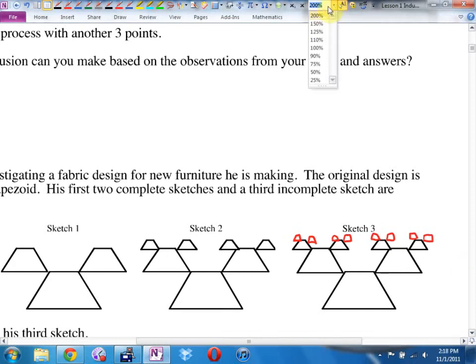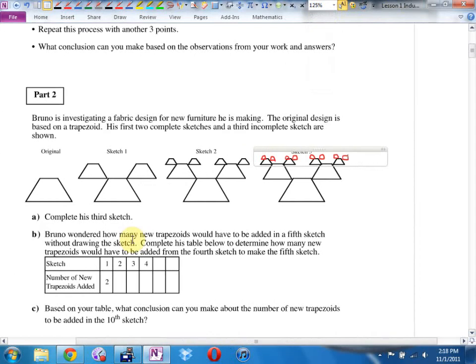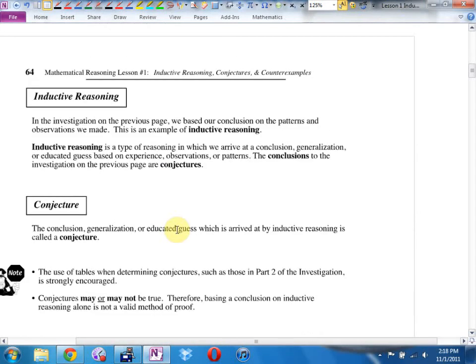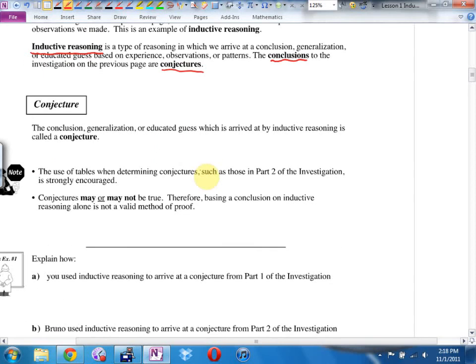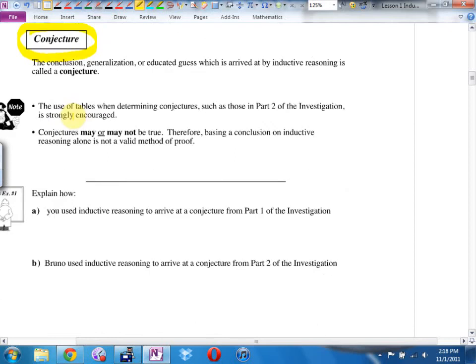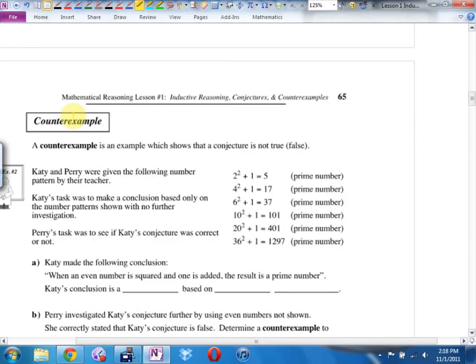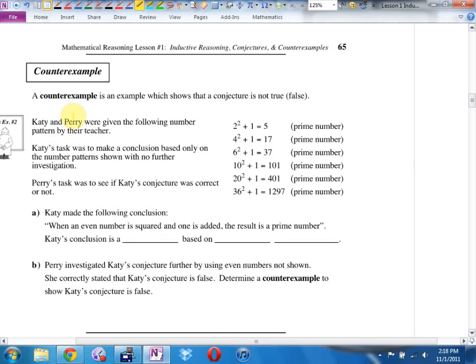Inductive reasoning, if you turn the page, you can underline inductive reasoning, but I gave you the same definition and conclusions and conjectures. Okay. There's the nice little definition of conjecture, but I put that in your lesson. Look at page 65. There's a more complicated number pattern. I'm not going to worry about that at all. Turn to page 66.